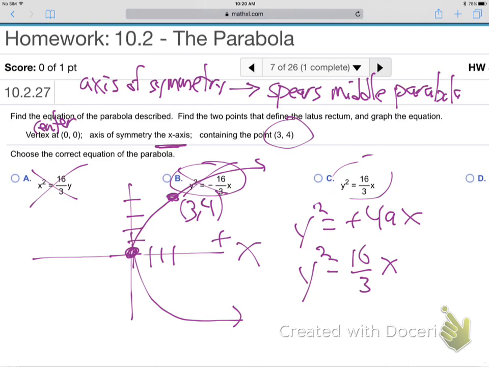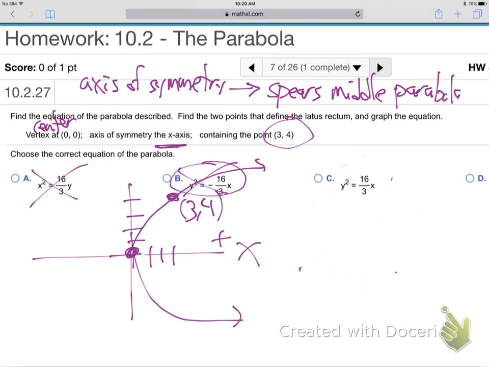Yeah, let me help with that. Let me get some room here. Yeah, we've got to find the focus. Exactly. We've got to find the focus.